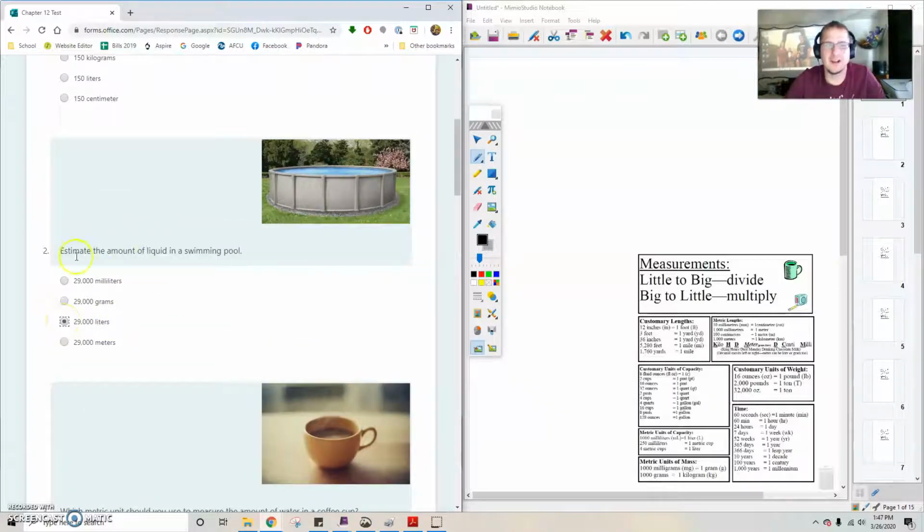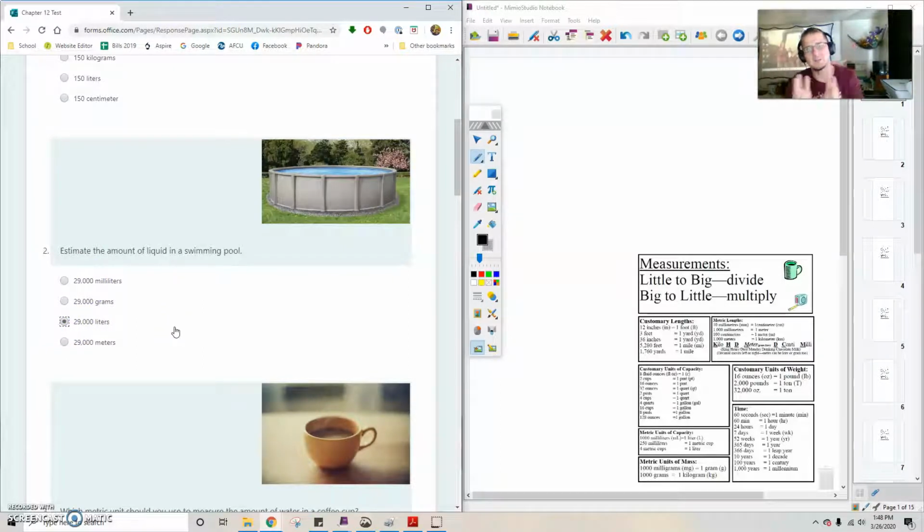Question number 2 here, it asks us to estimate the amount of liquid in a swimming pool. Okay, so with capacity, we know we're going to be talking milliliters or liters. So these answers of grams and meters, we can just throw those out right away, because those aren't capacity. Those aren't how much liquid would fit into a container. So we're only talking 29,000 milliliters or 29,000 liters.